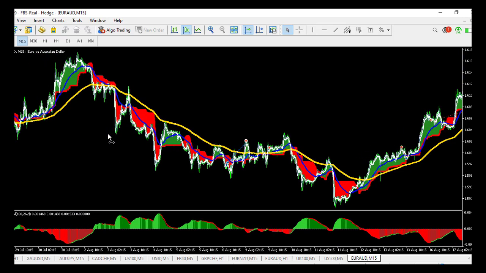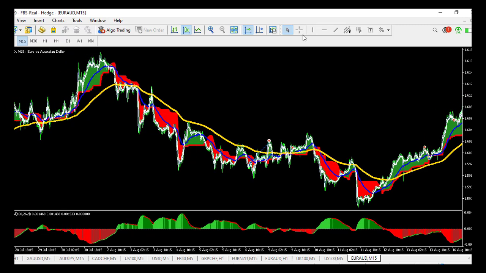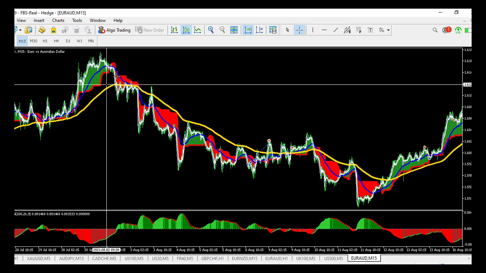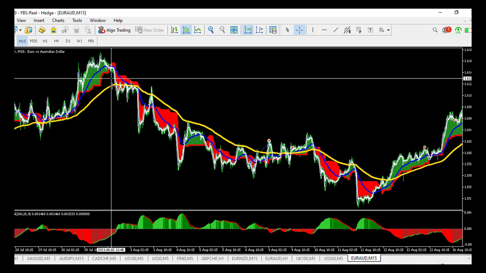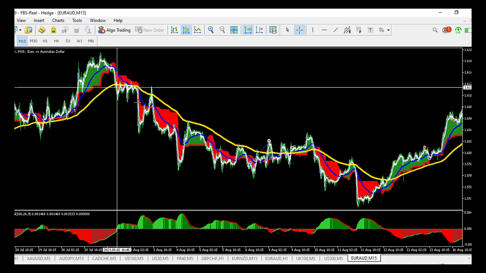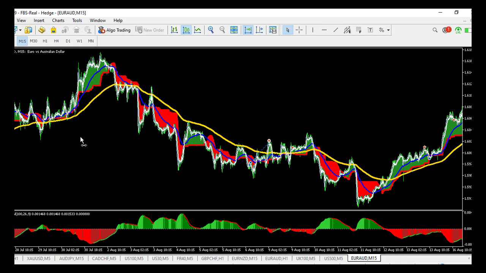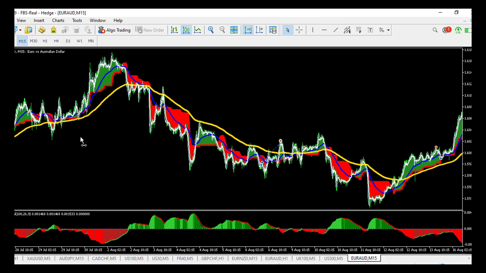And then here again is another setup for a sell. The Ichimoku turns to red, and the MACD turns to green. At this point, we have a good trade. We actually ride the trend to the end.